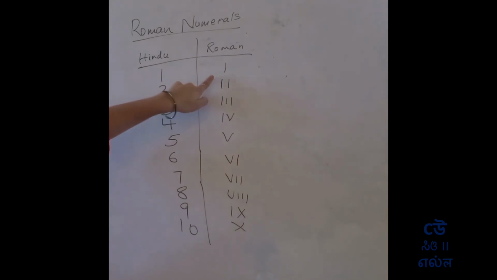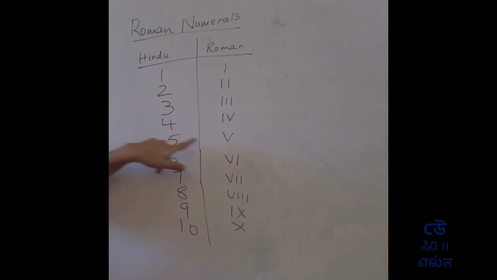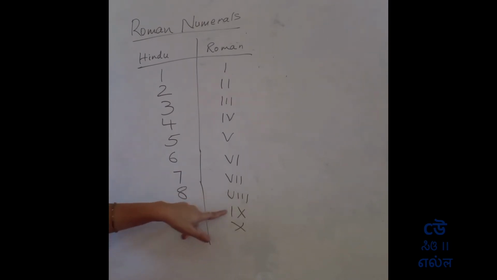This is how you write the Roman numerals. 1 as I, 2 as 2 lines, 3 as 3 lines, 4 as IV, 5 as V, 6 as VI, 7 as VII, 9 as IX and 10 as X. So this is how you represent Roman numerals.